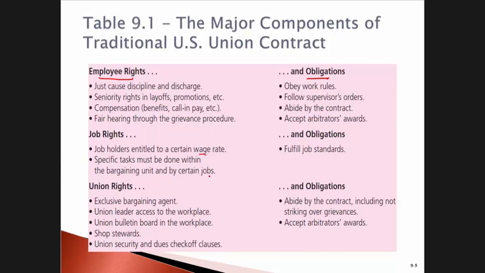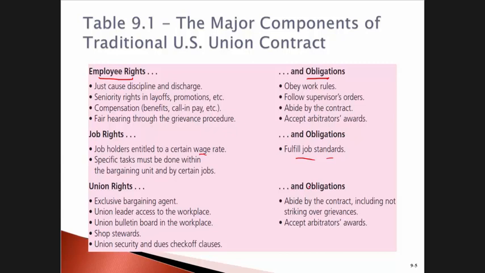Remember, we talked about being able to go out on strike if work that was supposed to be done in the bargaining unit was being done by somebody outside of the bargaining unit. That's a job right. Those specific tasks are supposed to be done by a specific job title. This is one of the rights of the job. But those folks doing those jobs also have the obligation to fulfill their job standards. So if they're not meeting the criteria of the job, they are in violation of the contract.